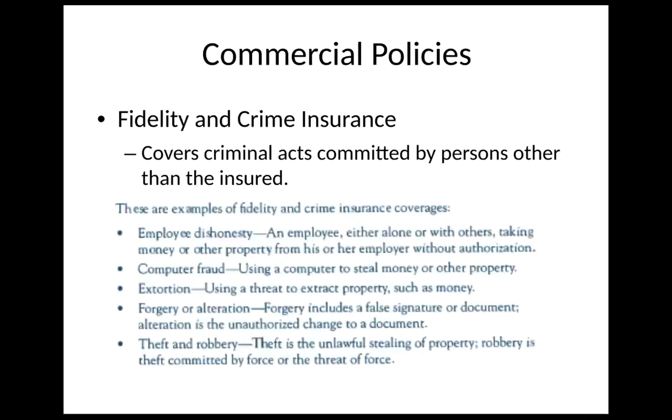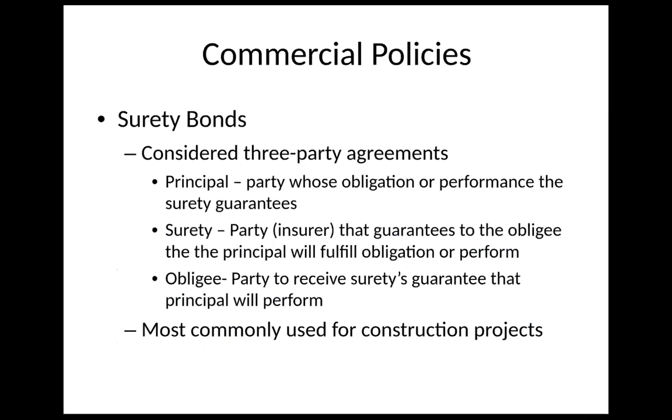Fidelity and crime insurance covers criminal acts committed by persons other than the insured. Some examples that they provide: employee dishonesty, where an employee, either alone or with others, takes money or property from a served employer without authorization. It can be computer fraud, extortion, forgery, alteration, theft, and robbery. So fidelity and crime insurance would cover all these different types of examples.